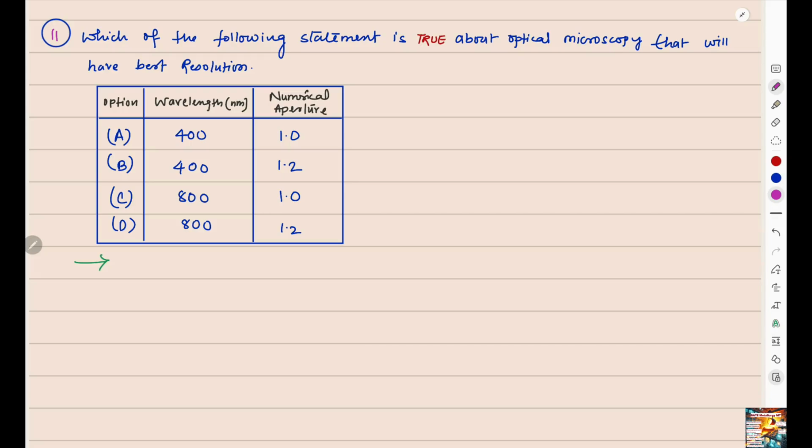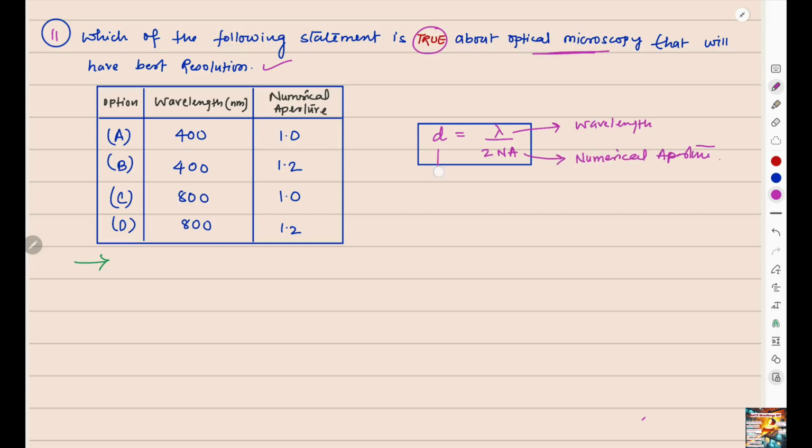In this question, which of the following statements is true about the optical microscope that will have the best resolution? We know the resolution formula for an optical microscope, that is D equals lambda upon 2 into numerical aperture, where lambda is the wavelength. The best resolution will be for the combination where the D value is minimum, because this is the resolving power of the optical microscope, that is, it is able to distinguish between two particles separated by some distance. So D should be minimum.